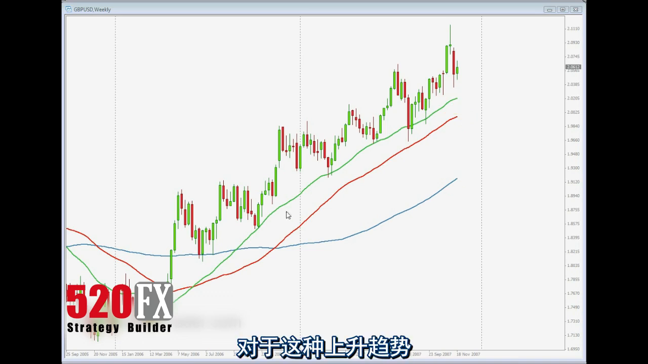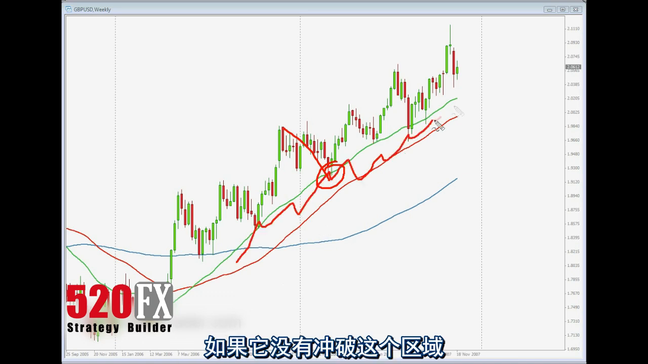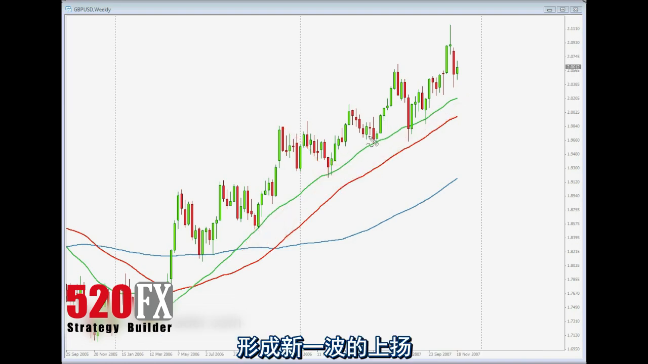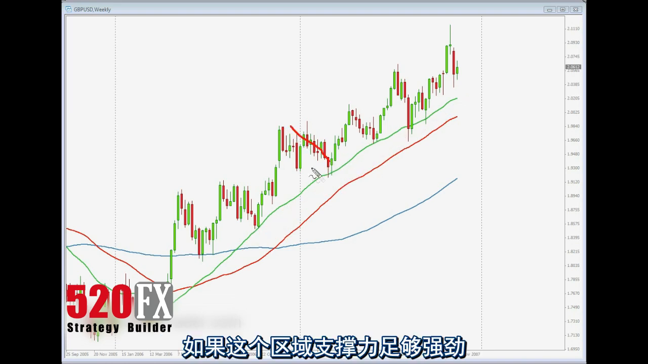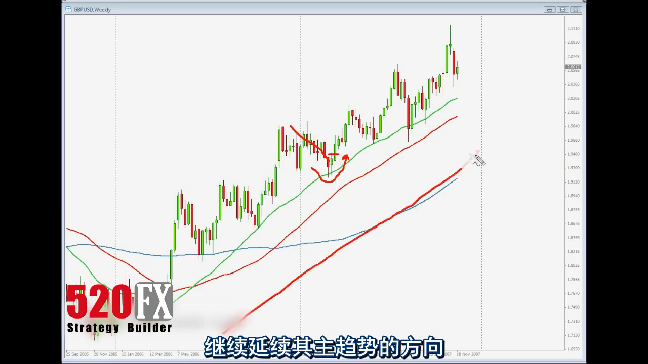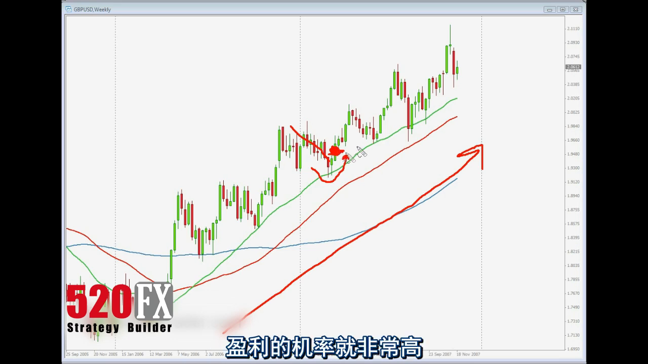So in this type of trendiness scenario, every time price pulls back to the dynamic area of support, and if it does not breach it, meaning this band is strong enough to hold price up on the retracement and turn price around in the direction of a very clear trend, entering long there would have been a high probability trade.